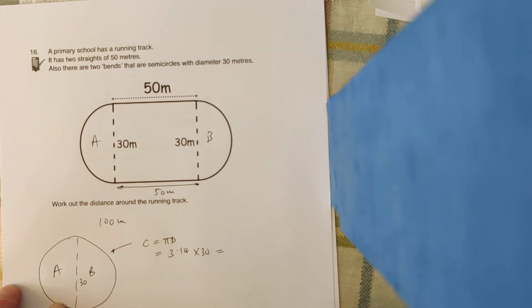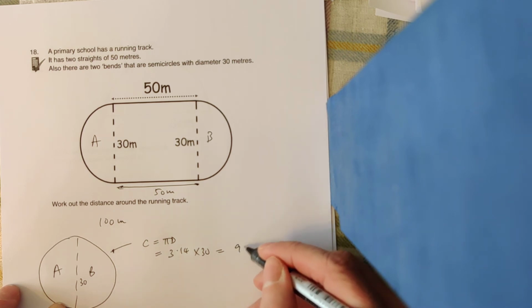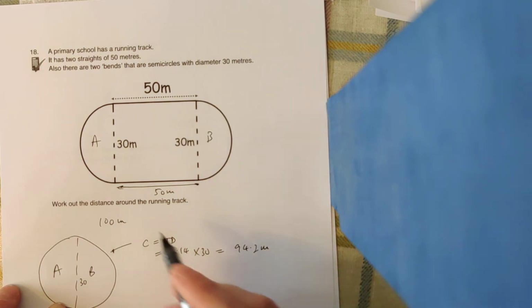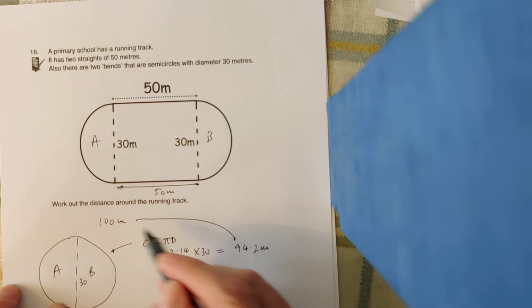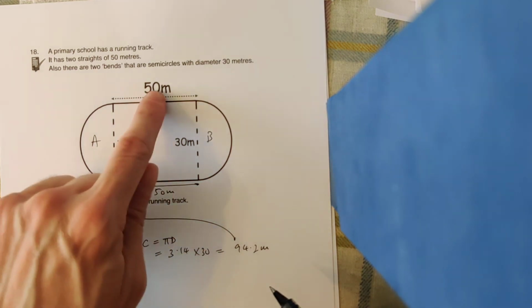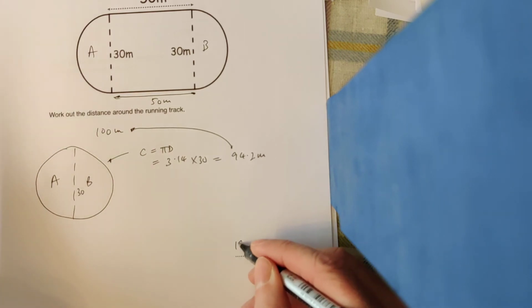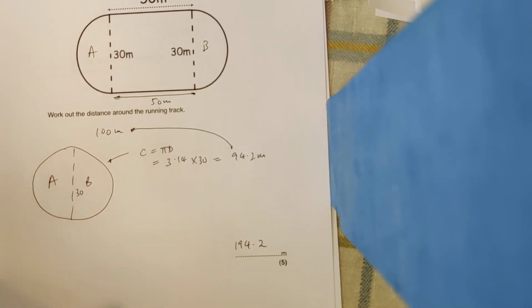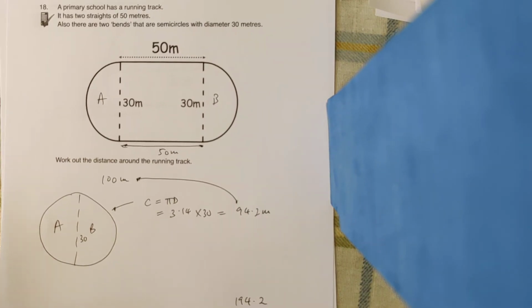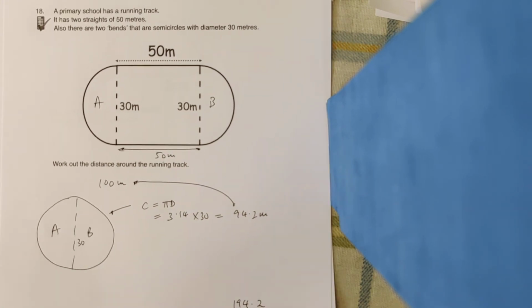which is 94.2 meters. But I'm also going to add to that the 100 meters because there's the two straight edges too. So my answer is 194.2 meters. That's going to be the distance around the running track. So just short of 200 meters.